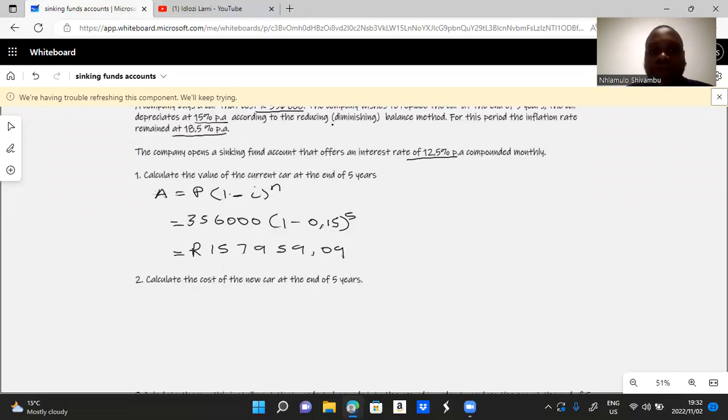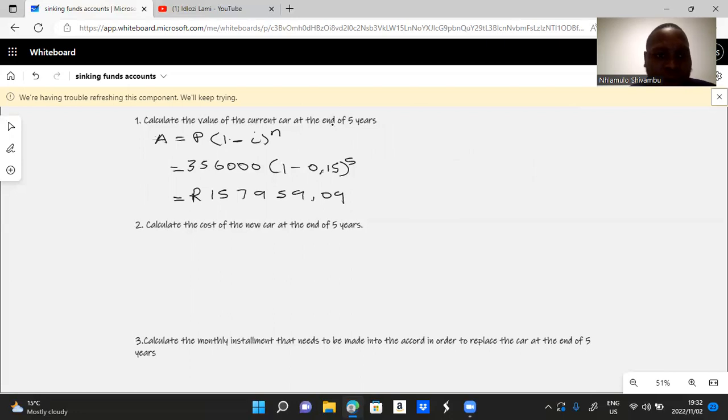So number 2, they want us to get the value or the cost of the new car at the end of 5 years. Remember I said the new car will always increase in value because of inflation, right? So it means that we're going to use the growth formula, which is A equals P(1 plus i) to the power n. So we want to check that the car that cost 356,000, how much will it cost in 5 years' time?